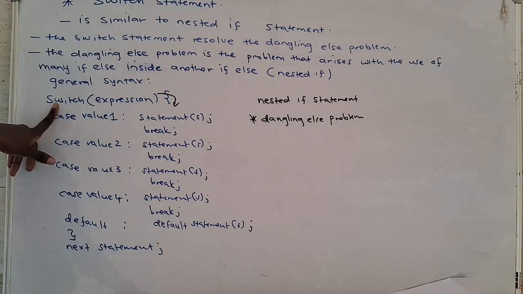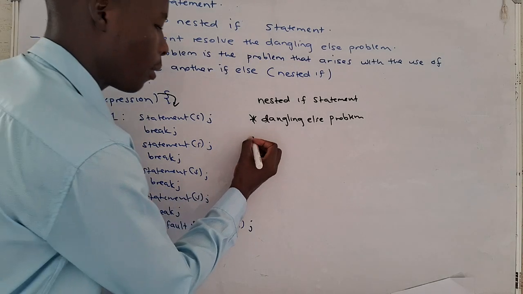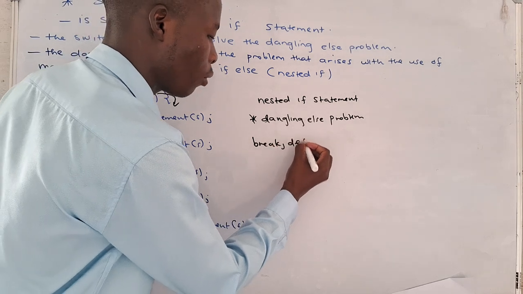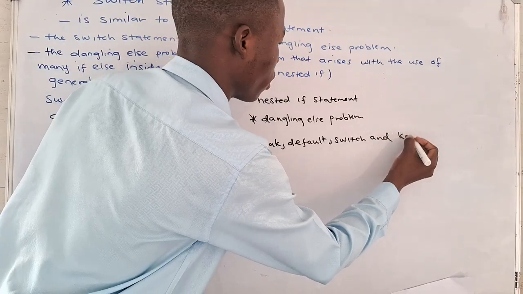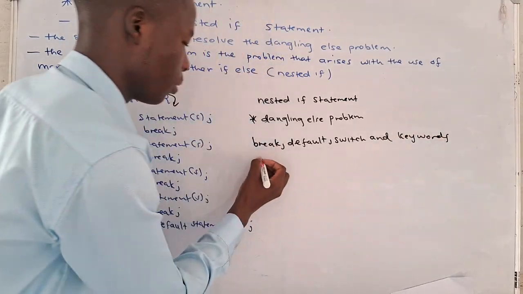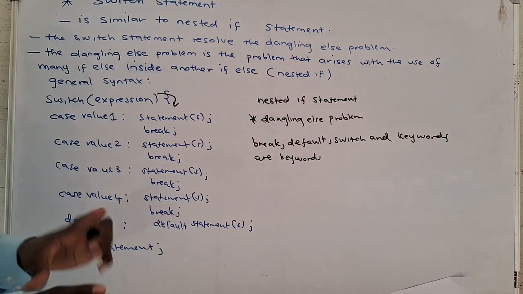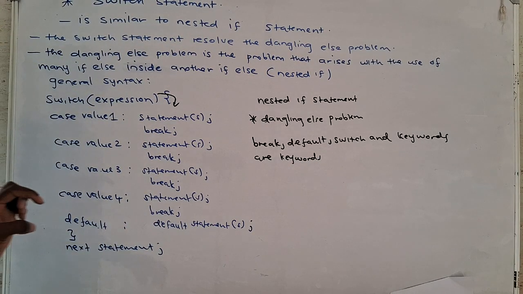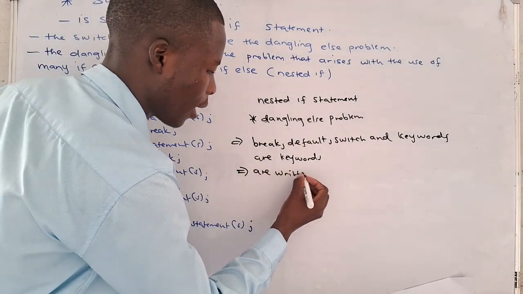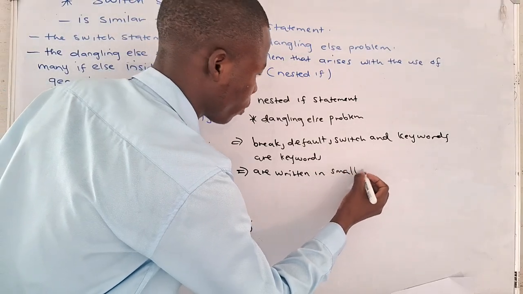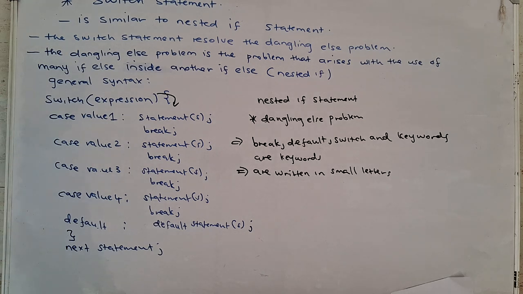Remember, switch, break, default, and case are keywords. What are keywords? Keywords are reserved words that have a specific meaning in a C program. These keywords are written in small letters, please. So these are the 4 keywords that we are going to use with the switch statement.